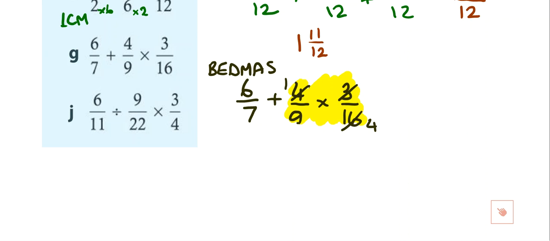3 and 9 become 1 and 3. So my new question is, 1 times 1 is 1. 3 times 4 is... No. So now I bring this bit back in.